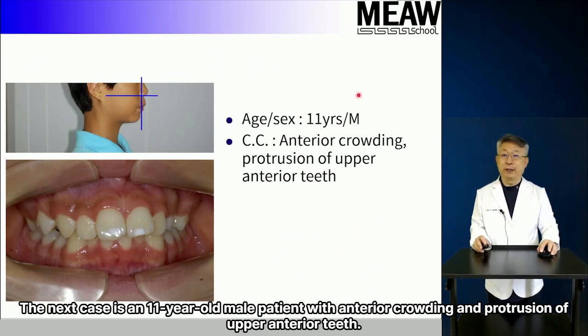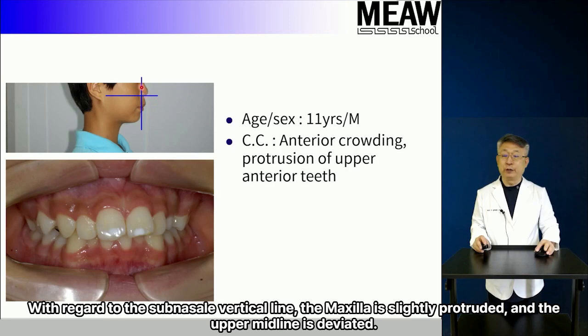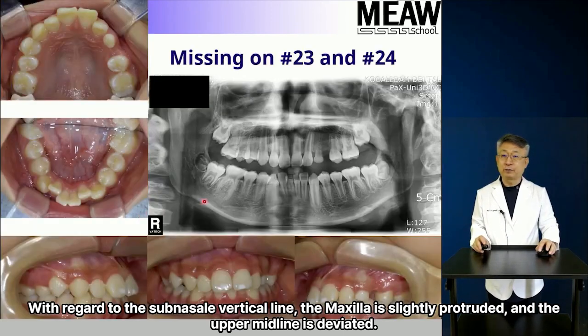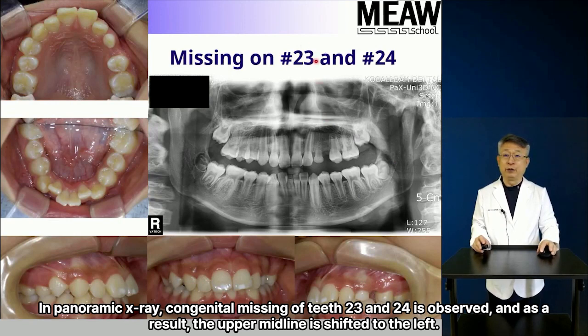The next case is an 11-year-old male patient with anterior crowding and protrusion of upper anterior teeth. With regard to the subnasal vertical line, the maxilla is slightly protruded, and the upper midline is deviated. In panoramic X-ray, congenital missing of teeth 23 and 24 is observed, and as a result, the upper midline is shifted to the left.